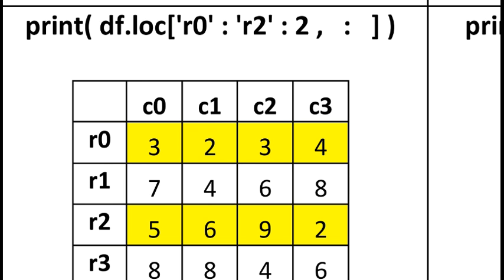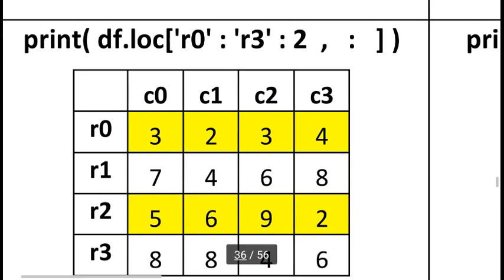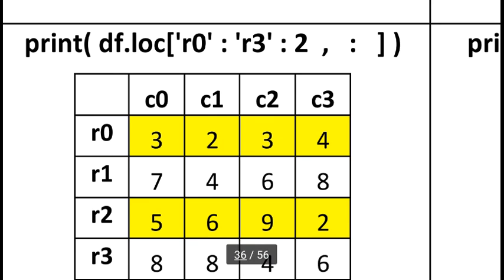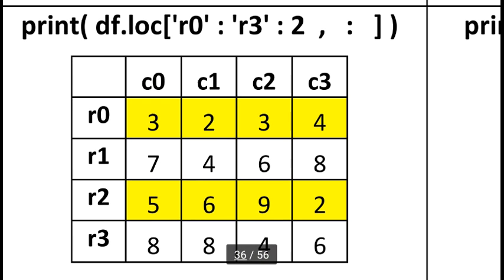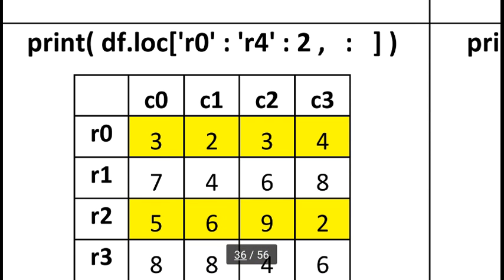So you can see. Okay, here I am using r1 colon r3 colon 2. So same result you can see. Select r0, then step 2, so the r1 row is not included, then the r2 row is included, and r3 is our stop index, but here step is 2, so r3 will not be included. Okay, here I want to select only the r0 and r2 rows.